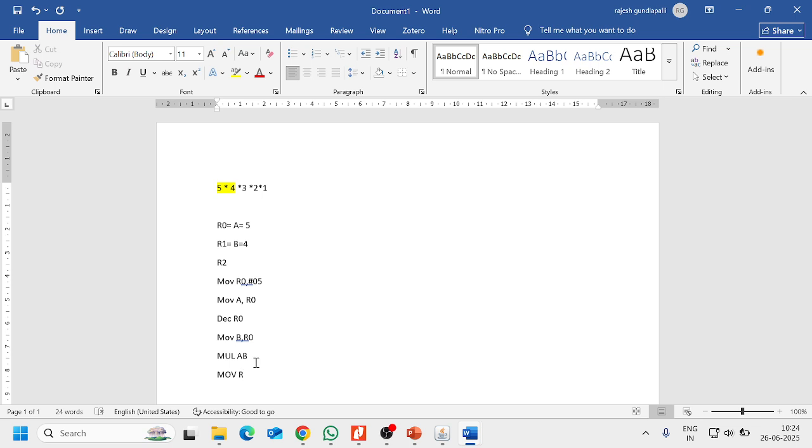R0 or R2 comma A. So now what happens? Whatever 20 is there, that 20 is moved to R2. Then what we need to do? We have to decrement the value of R1. So when we decrement the value of R1, R1 earlier was 4, now it becomes 3.